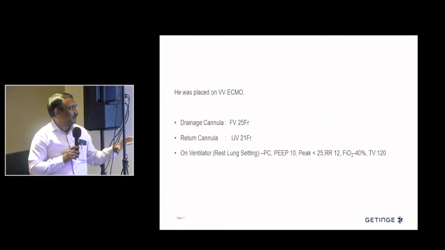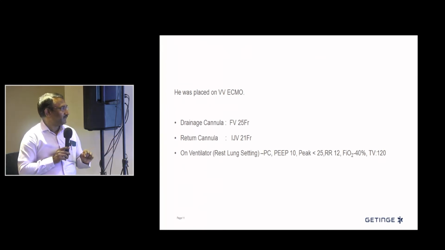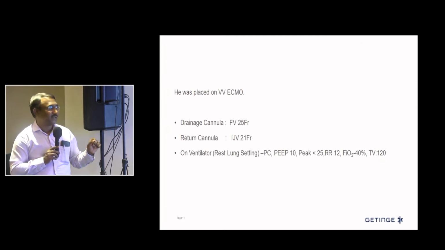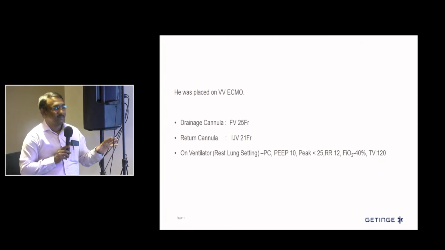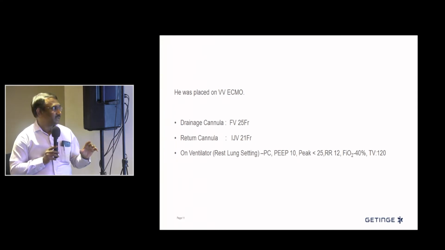So this is what we have decided in this patient, to put a return cannula of 21 and a drainage cannula of 25. And once we go on, then you put the patient on resting lung settings. That is minimal respiratory rate, a minimal FiO2. That is most important in this patient.